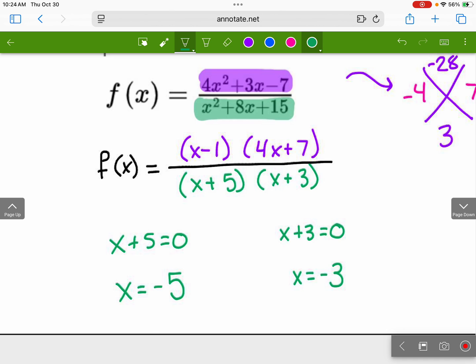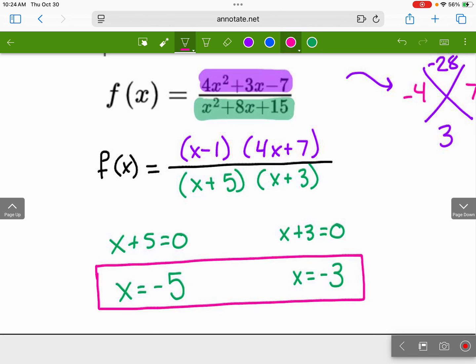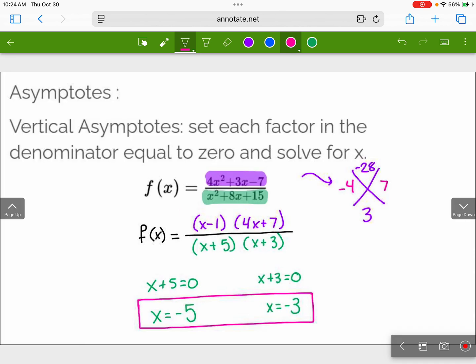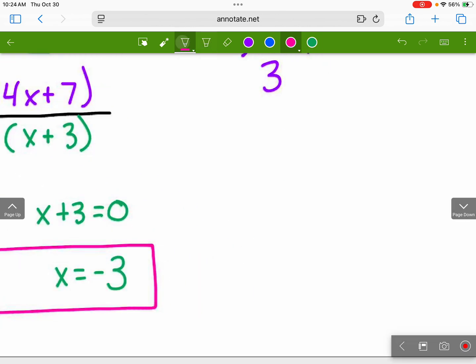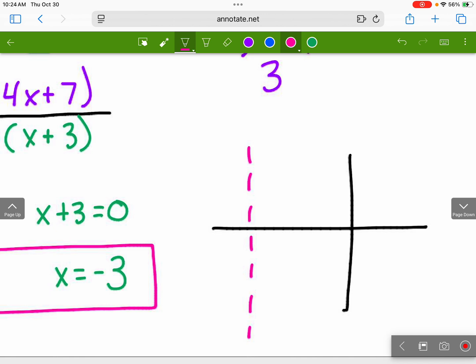These are lines. These are the asymptotes, just written exactly like this. X equals -5 is a vertical line at -5. So when we get to the point of graphing these, we would have an asymptote like this at -5. And we'd have another one at -3.